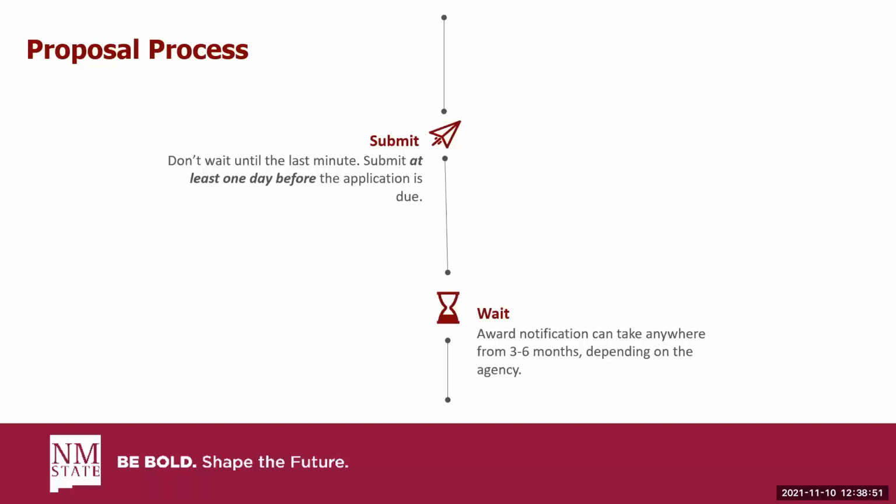After you do that, you submit. We always say at least one day before. These platforms are notorious for getting overloaded the day the proposal is due and then crashing, and the agencies don't really care. If your proposal does not get turned in time, that's it. You're not getting it in for that solicitation, even if their platform is the one that crashes. So keep that in mind, submit early, and then you get to wait. Depending again on the agency, you can expect to wait anywhere from 3 to 6 months to hear back on if that proposal was awarded.